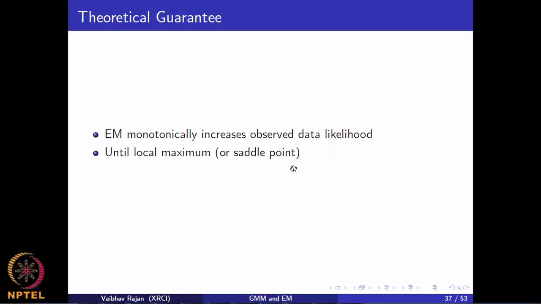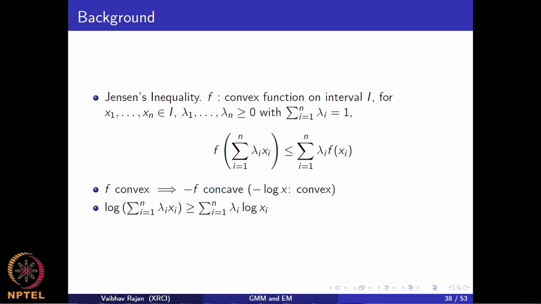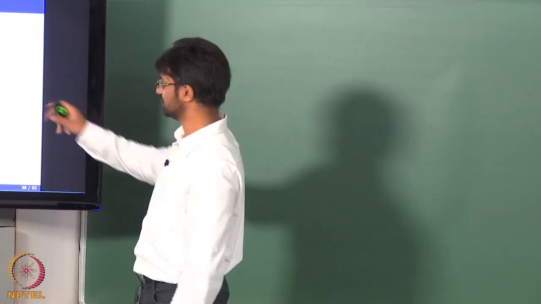So now let us prove that what we saw there is true in all cases, that it actually monotonically increases the likelihood in every iteration. So the main result we will need to prove this is Jensen's inequality. Are you all familiar with this? No? Okay, it is very simple.